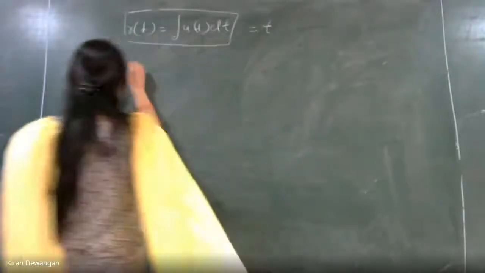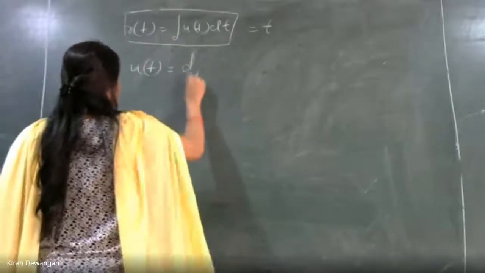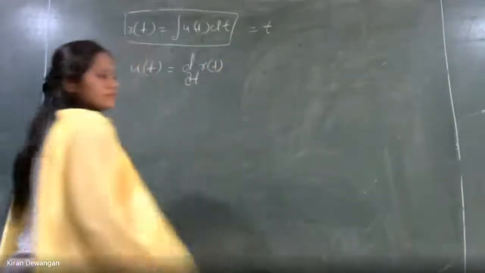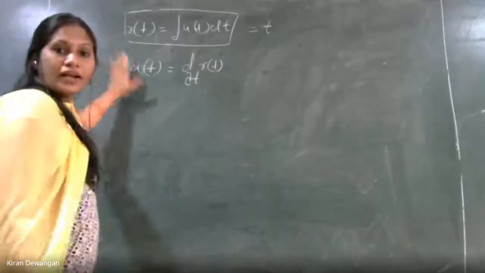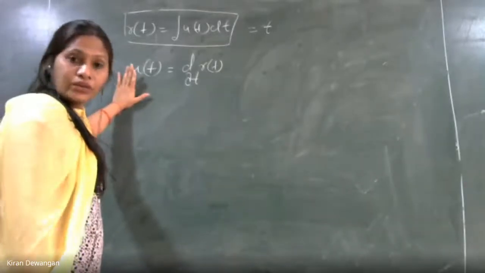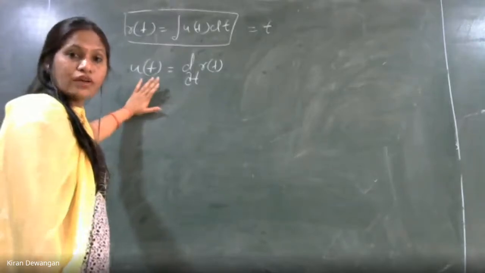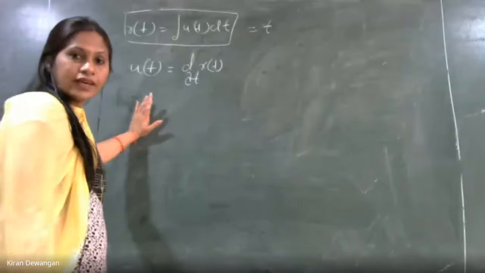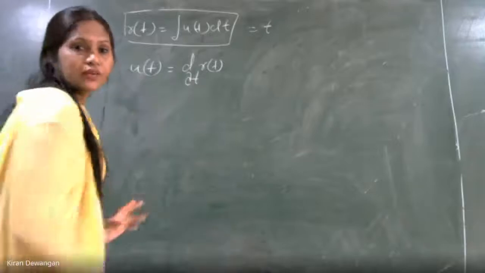Or in another way, we can write u(t) as d by dt of R(t). So this is the relation between R(t) and u(t) that we need to know, because when we solve problems, we'll make use of these relations. So that is how we can relate R(t) and u(t).